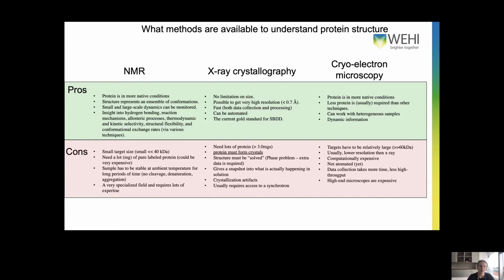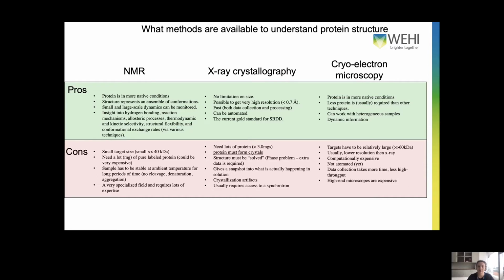So X-ray crystallography is another technique for structural biology. It used to be one of the most commonly used techniques. There's no limitation on protein size. You can get very high resolution structures, even less than 0.7 angstroms. The method can be relatively fast, so it is suitable for automated data collection, and it can be used for structure-based drug design. However, it also has its own drawbacks.